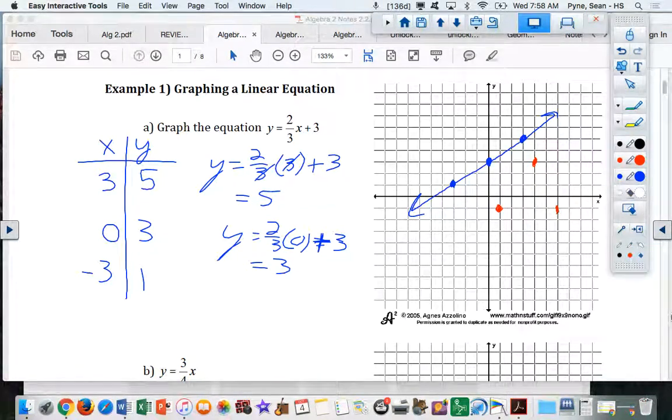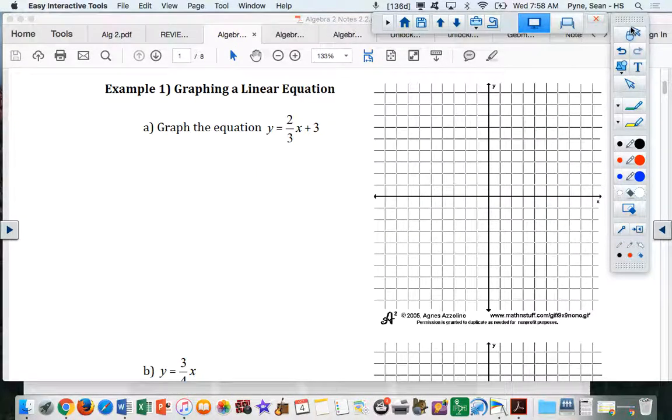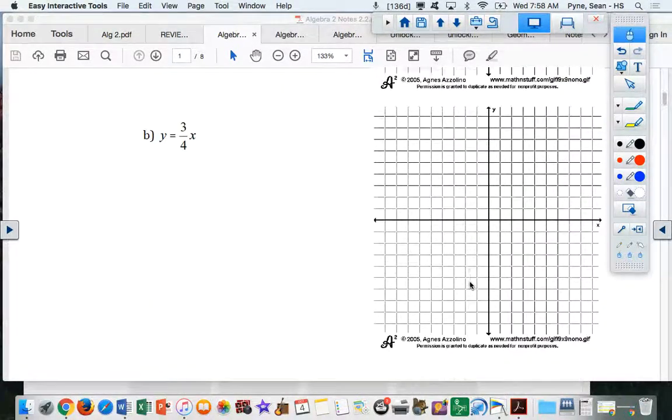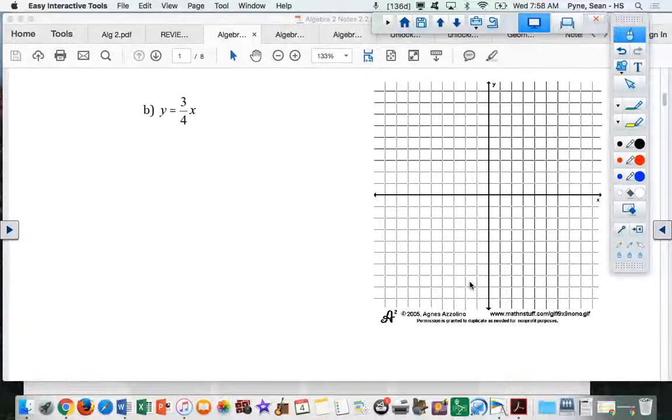Questions? All right, for the next one, B. I do not want you to graph it yet, but I'd like you to choose your x values and solve for your y. You can choose any x values you like, but I can recommend there are a couple smart ones. There's always one that you should always use, which I already told you.